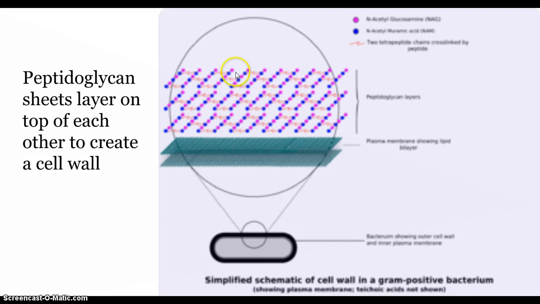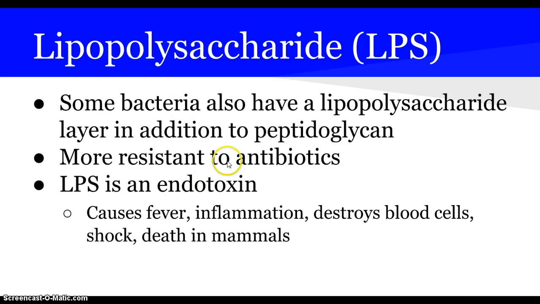Alright. As you can see, the peptidoglycan sheets, they layer on top of each other for extra protection, and that creates a more secure and solid cell wall. Some bacteria also have this extra layer called lipopolysaccharide. So again, lipo is the lipid or fat, poly is many, and saccharide, we're back with sugar. So this is known more conventionally as LPS. You don't have to say lipopolysaccharide all the time. That is kind of fun.